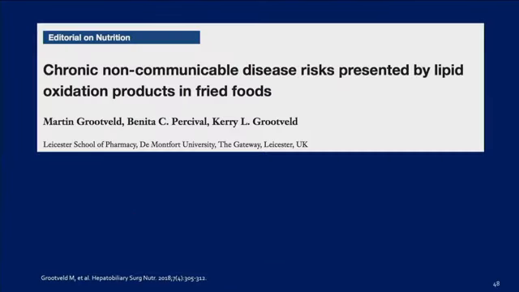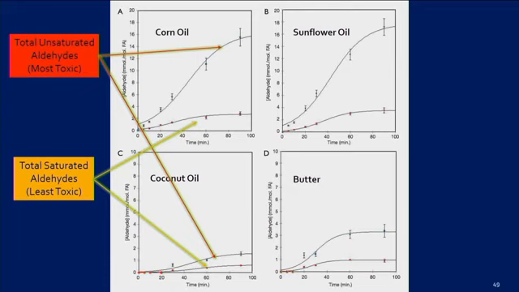And this is an example of this. This is Martin Grootveld and colleagues in the UK. What they did is they cooked these lipids, and so you see corn oil and sunflower oil versus coconut oil and butter. And what they measured is the number of these toxic aldehydes. You see that the corn oil and sunflower oil had really high total unsaturated and saturated aldehydes versus the coconut oil and butter, right? And that's the take-home point right there.